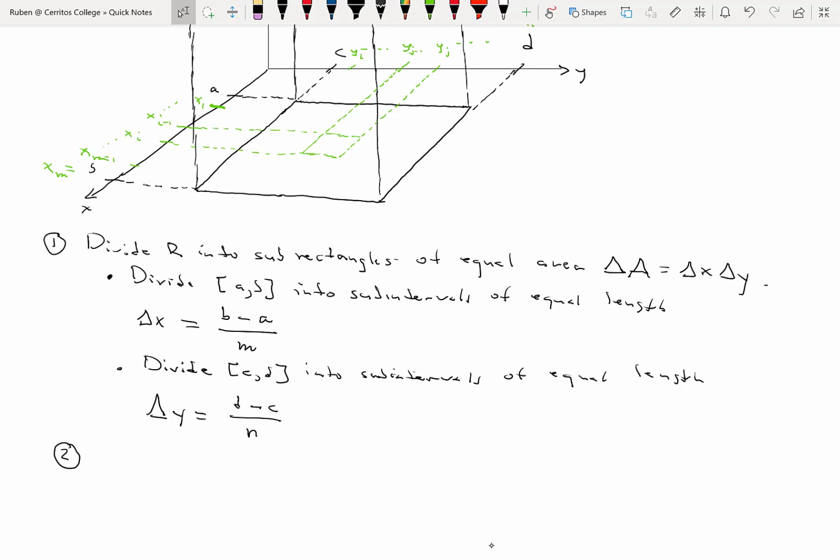If that doesn't make sense, you can imagine dividing up AB, the interval from A to B, into, let's say, 3 subintervals of equal length, and divide up the interval from C to D into 2 subintervals. So we have a total of 3 times 2, or 6 subrectangles.